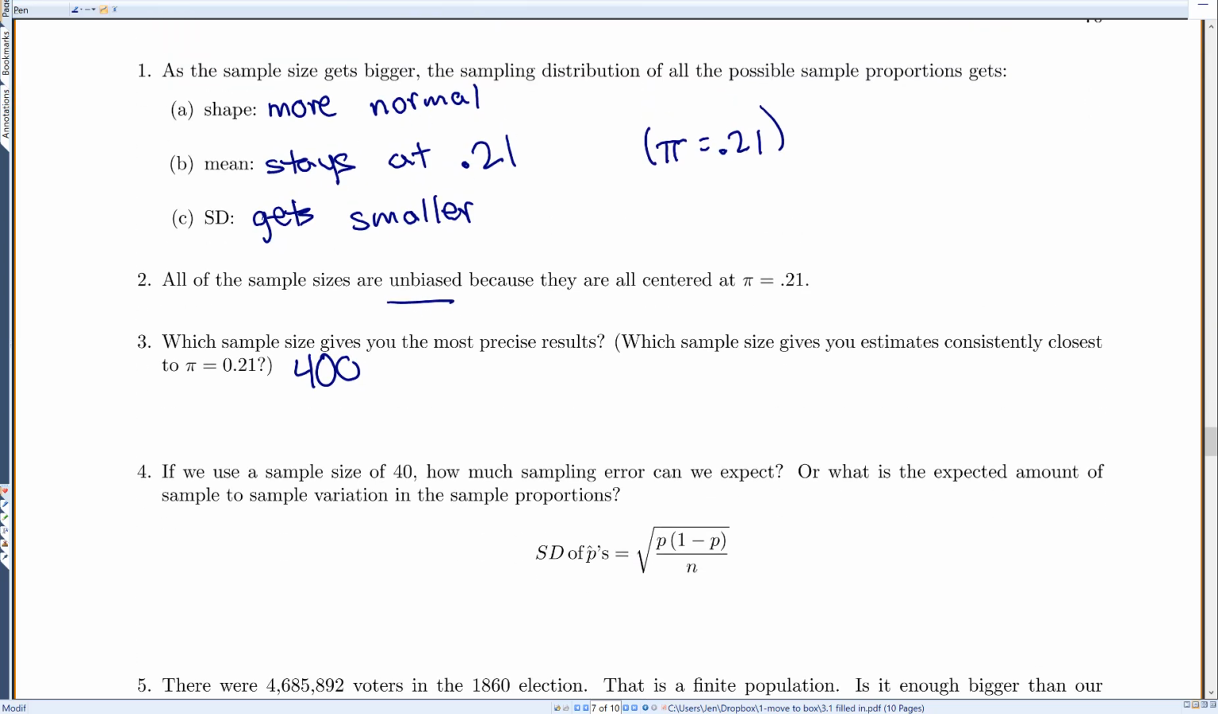So if I was to use a sample size of, say, 40, let's just pick one, how much sampling error can we expect? When we say sampling error, we're asking how far off our sample statistic is from our population parameter. Or what's the expected amount of sample-to-sample variation in the sample proportions? If I ask you anything like that, I'm just asking, what is the standard deviation of the p-hats? Okay, you could just look up at the graph, but let's go ahead and practice calculating it.